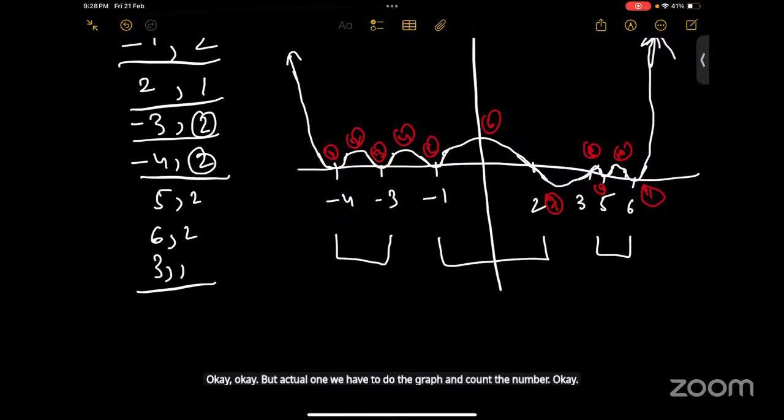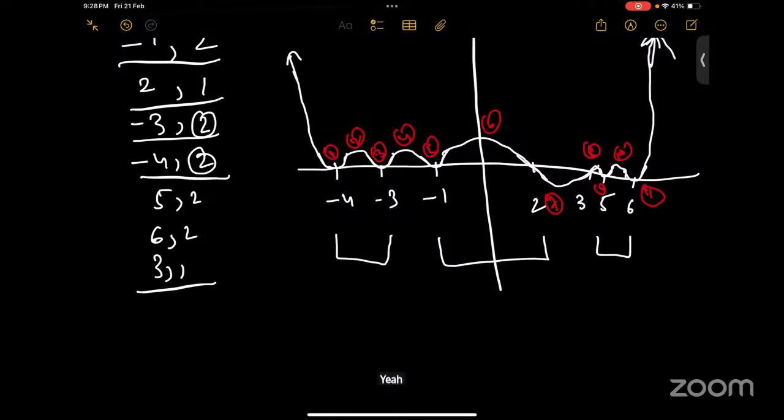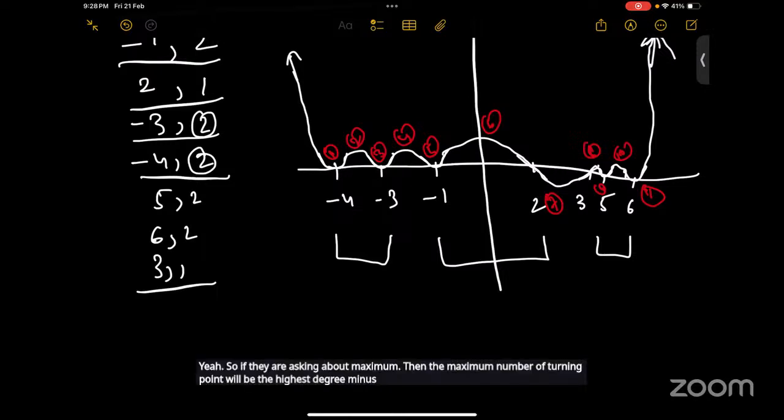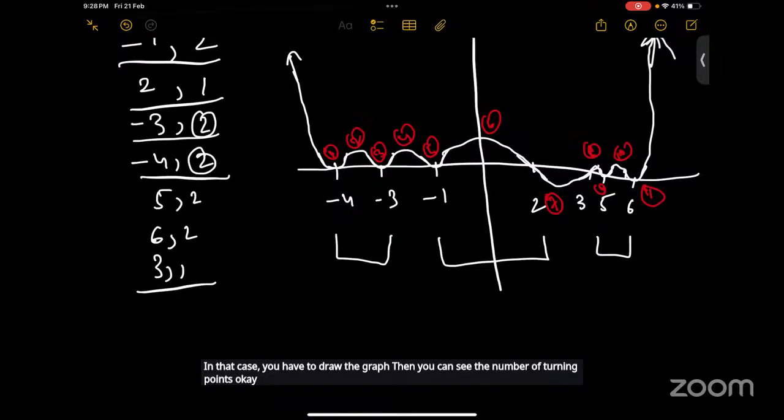Yes, right. So in the question, they can ask what is the maximum and what would be the actual one. If they are asking about the maximum, then the maximum number of turning points will be the highest degree minus 1. And if they are asking about the exact number of turning points, or the number of turning points in the graph, in that case you have to draw the graph. Then you can see the number of turning points. Okay. Understood. Thank you.